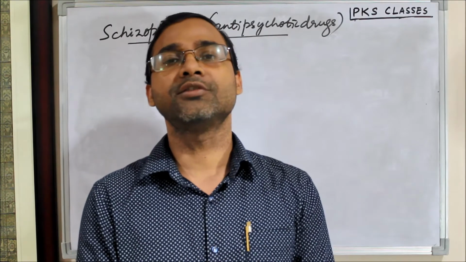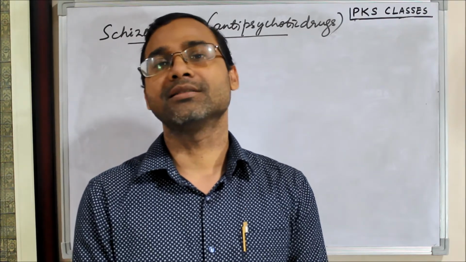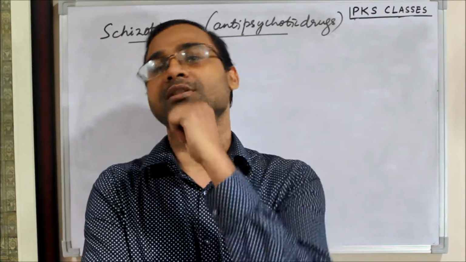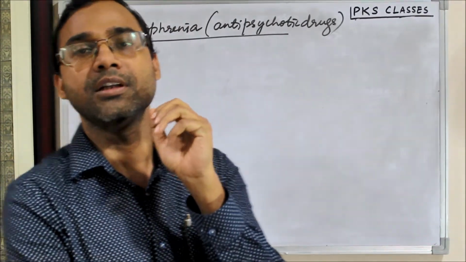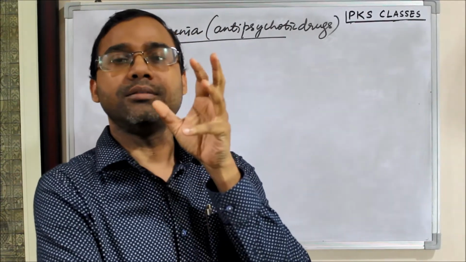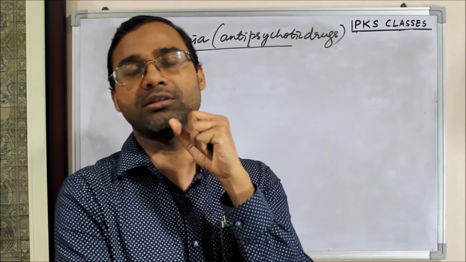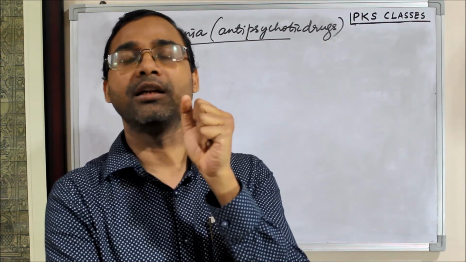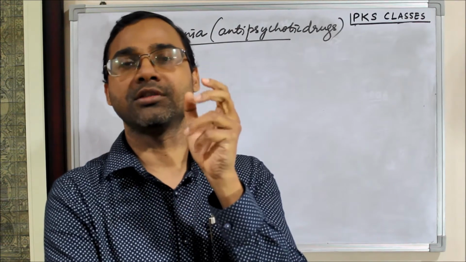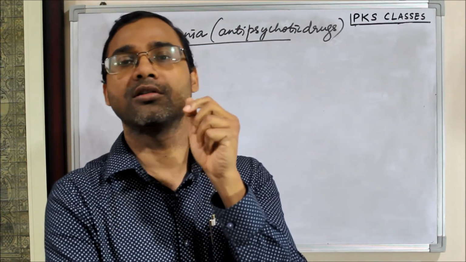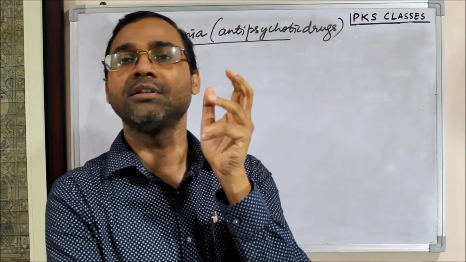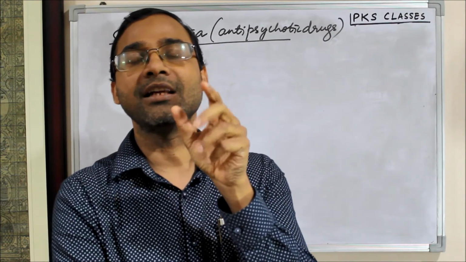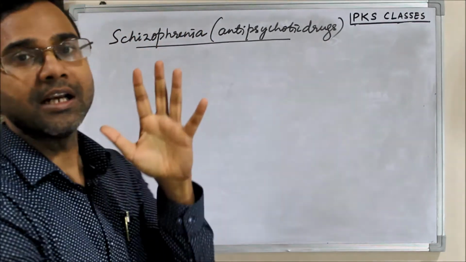Today we will discuss schizophrenia and the drugs acting against it, antipsychotic drugs. Psychosis is a disorder of thinking and behavior, and the diseases which include psychosis are schizophrenia, affective disorders like depression and mania. Then we have organic psychosis, like psychosis due to injury or due to alcoholism. Then we have anxiety. But when we say antipsychotic drugs, those drugs acting against schizophrenia are called antipsychotic drugs.